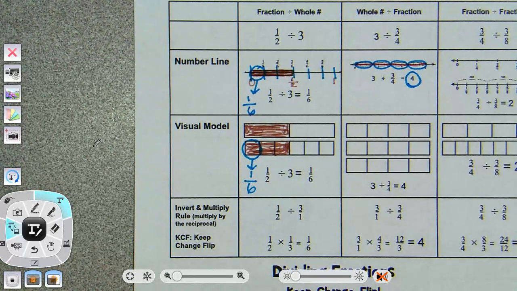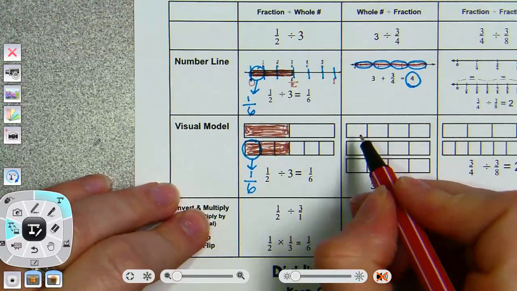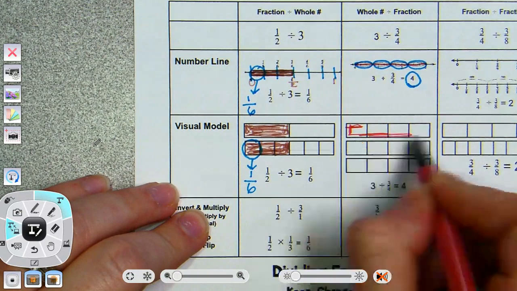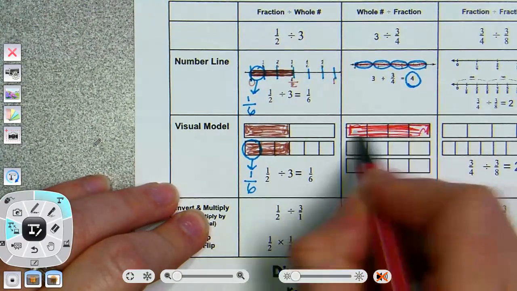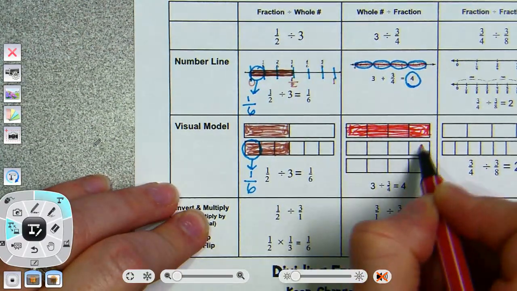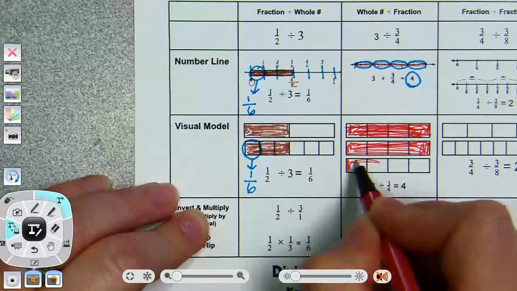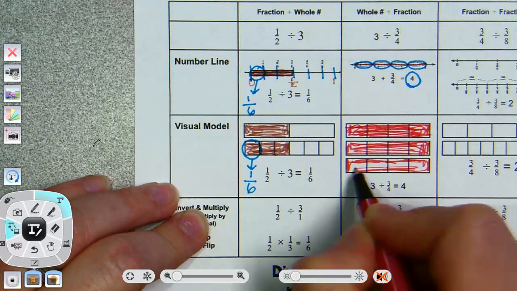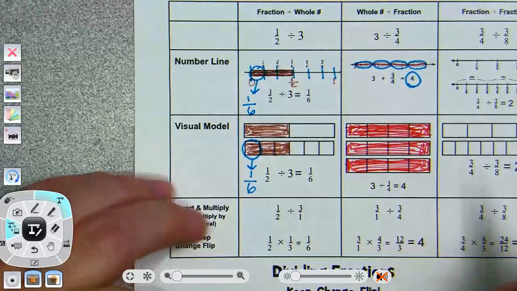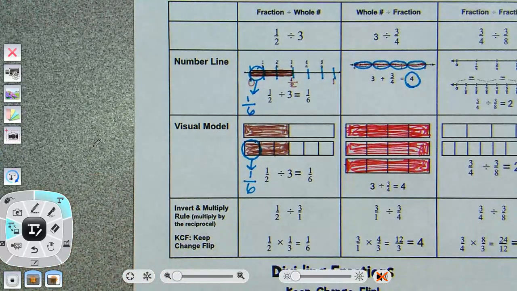Let's try this again with a rectangle. So I'm going to color in all this pizza. It doesn't have to be perfect. It's just notes for yourself. Okay. So here's 1 pizza, 2 pizzas, and 3 pizzas. So once again, I am going to circle those platters that I'm going to be serving at my party.